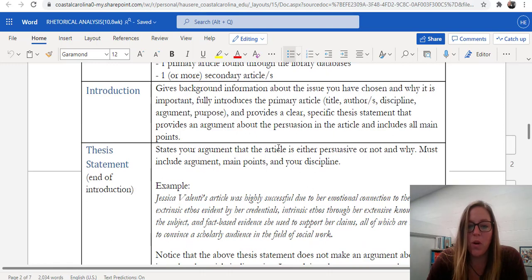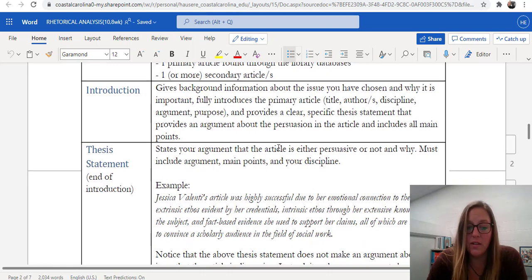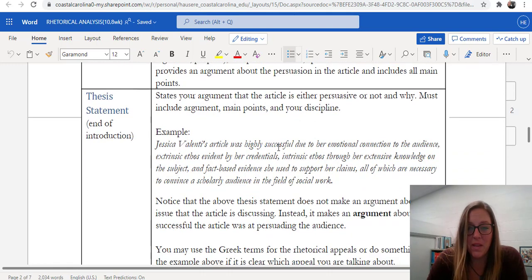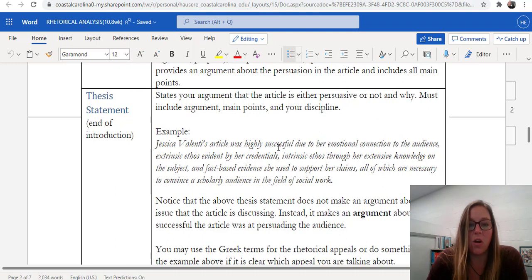Here's information about what you should be including in your introduction, how you should write your thesis statement. One thing to keep in mind is that a rhetorical analysis analyzes the success of the author's rhetoric. How well do they persuade their intended audience, which consists of other scholars in their field of study? So you are not making an argument about their argument. What you're going to be doing is making an argument about their persuasion and how well they do that.